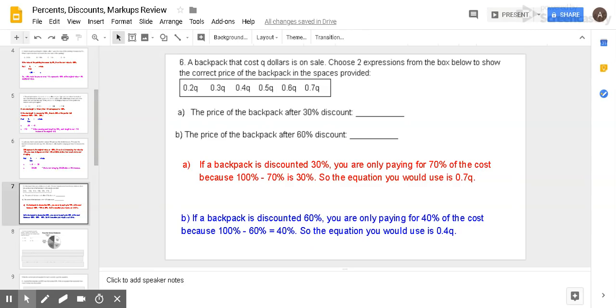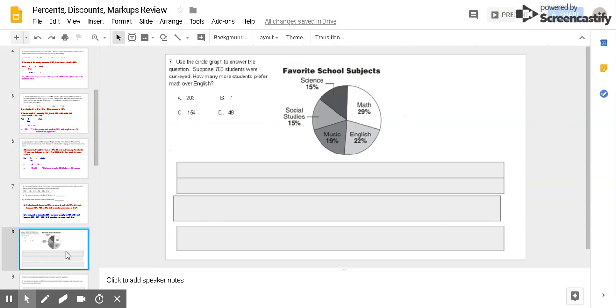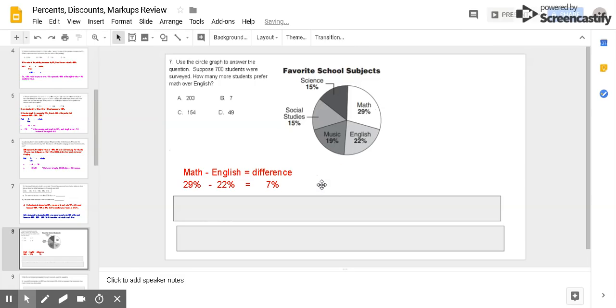All right. Let's move on to the next question. Use a circle graph to answer the question. Suppose 700 students were surveyed. How many more students prefer math over English? So 29% of the students like math. 22% of the students like English. So let's see the difference between the two. 29% minus 22% gets you 7%. So 7% difference.